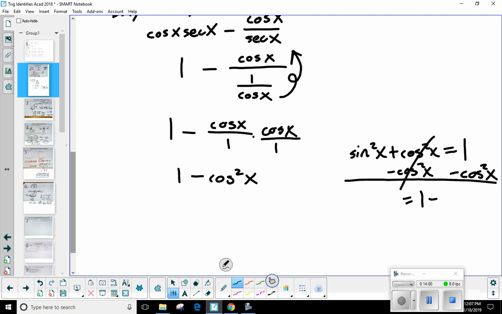Okay, 1 minus cosine squared of x should equal what? Sine squared. Okay, and see, that's exactly what we have there. So my answer is just sine squared of x.